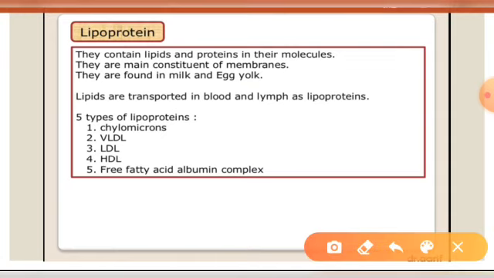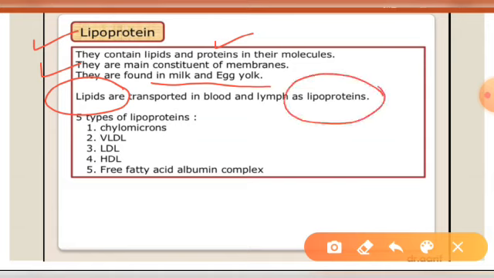Next, the third one is the lipoproteins. Lipoproteins are also a type of complex lipids, and they have proteins along with the lipid part, and they are main constituents of cell membranes, and they are found in milk and egg yolk. Lipids are transported in blood and lymph as lipoproteins. So whenever there is transportation of lipids within our body, they are transported in the form of lipoproteins.